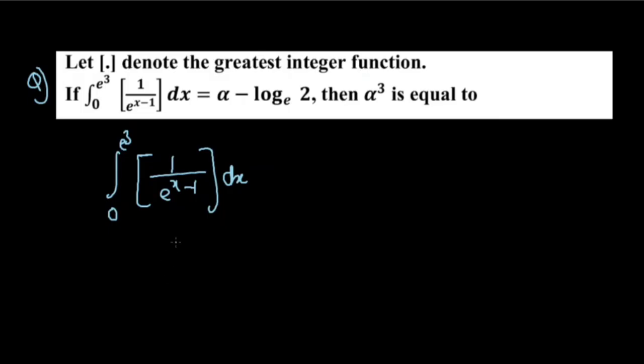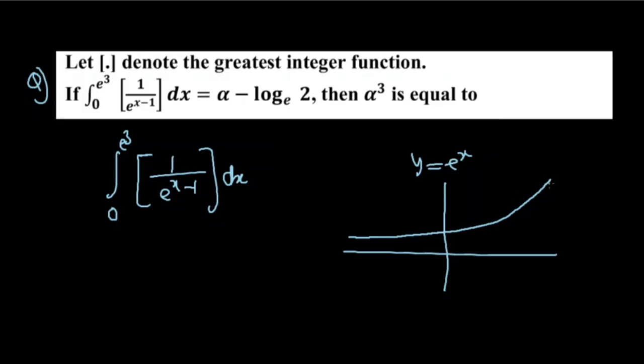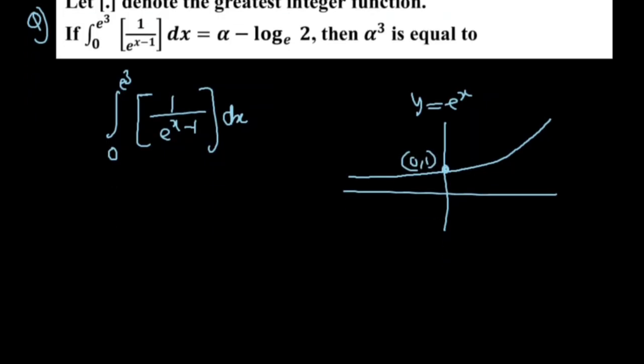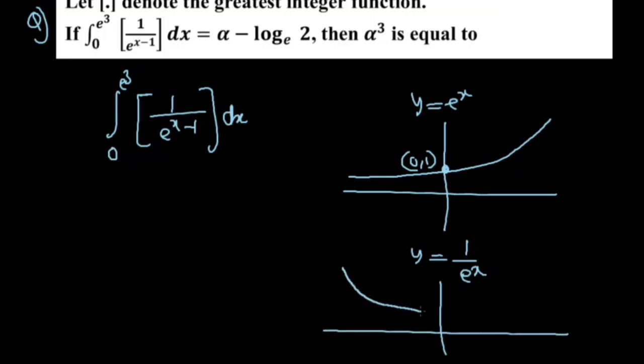Now here the function given is 1 by e to the power of x minus 1 inside that. So here the function is 1 by exponential, right? First of all we will understand the graph of y equals e to the power of x. This is an increasing function, it will move in this way. This is the point 0 comma 1. Next, if I write y equals 1 by e to the power of x, the graph is this way. This will decrease in this way.